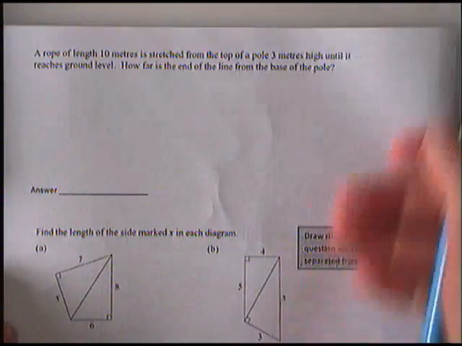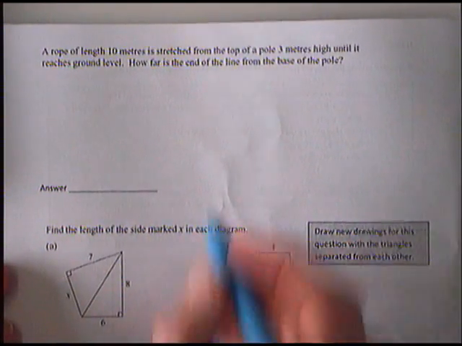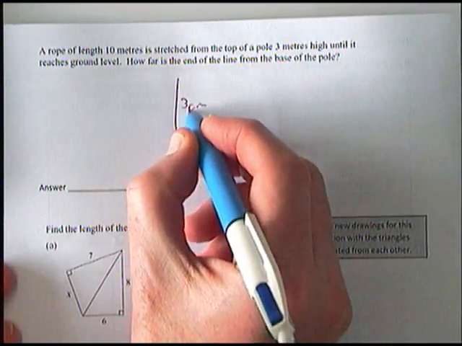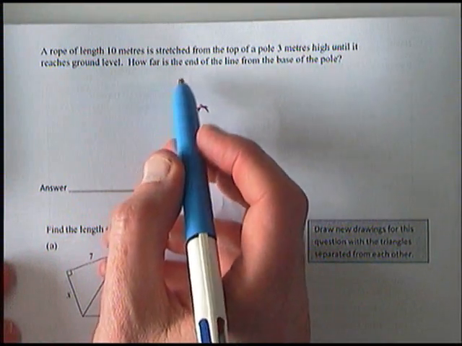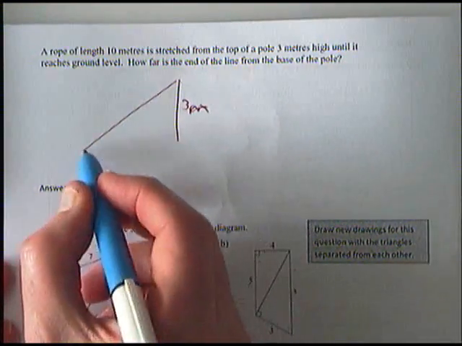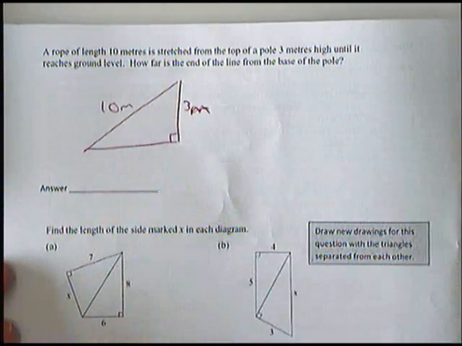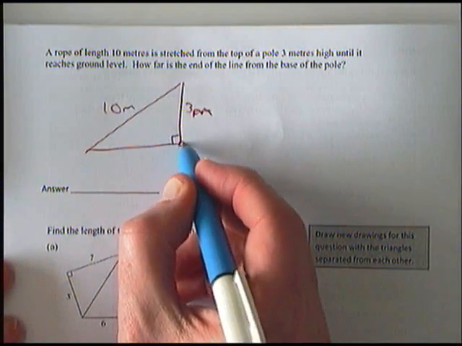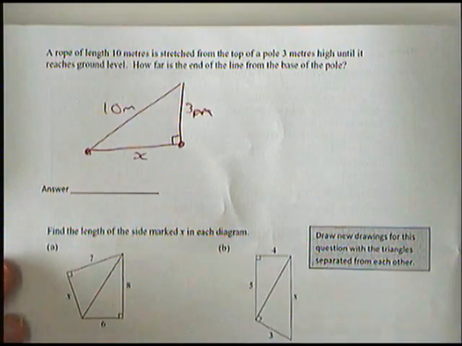In this question, you're not given a drawing, so that's the first thing you need to do. We've got a pole 3 metres high. Let's have a line there 3 metres high. And a rope of 10 metres is stretched from the top of the pole to the ground. So we have the ground along here. I've got 10 metres there, 3 metres there. That will be a right angle. How far is the end of the line from the base of the pole? There's the base of the pole. Here's the end of the line. I'm trying to find that distance.